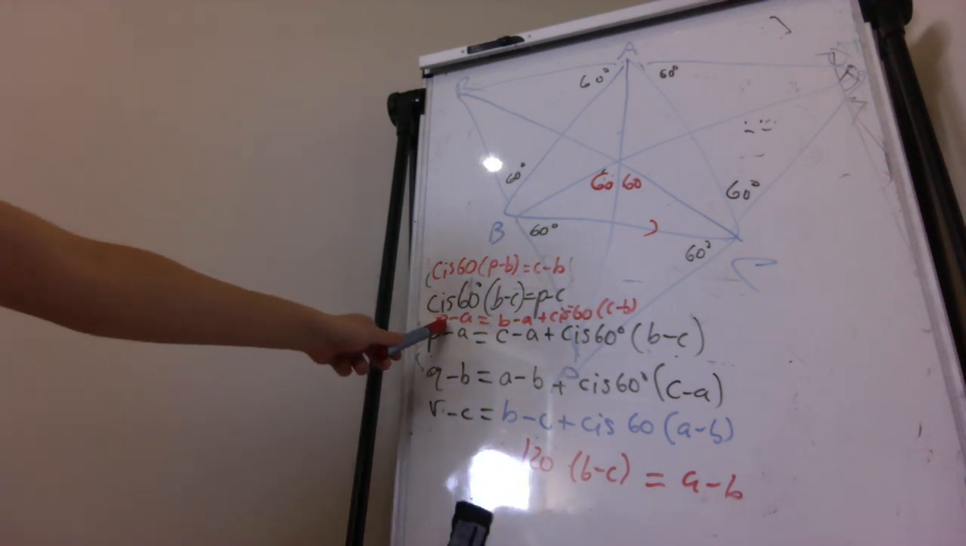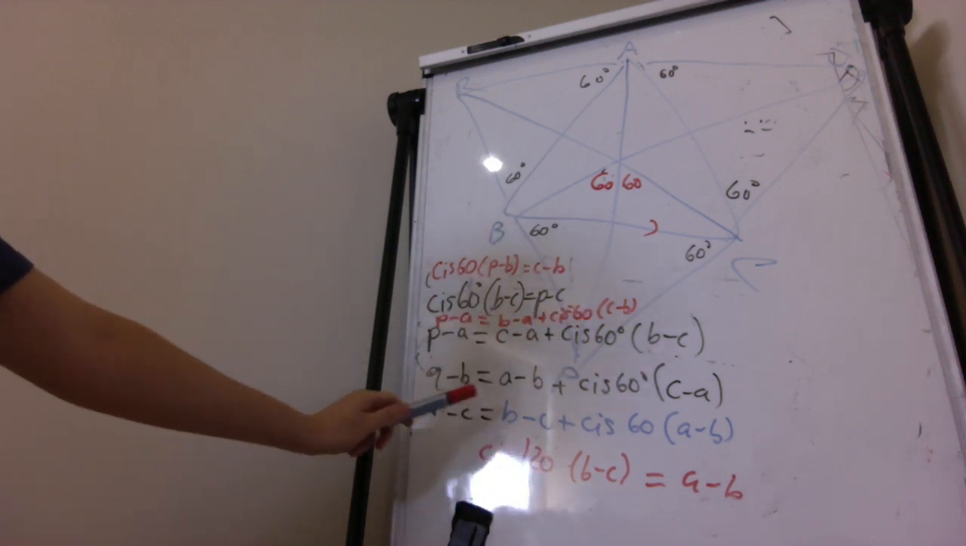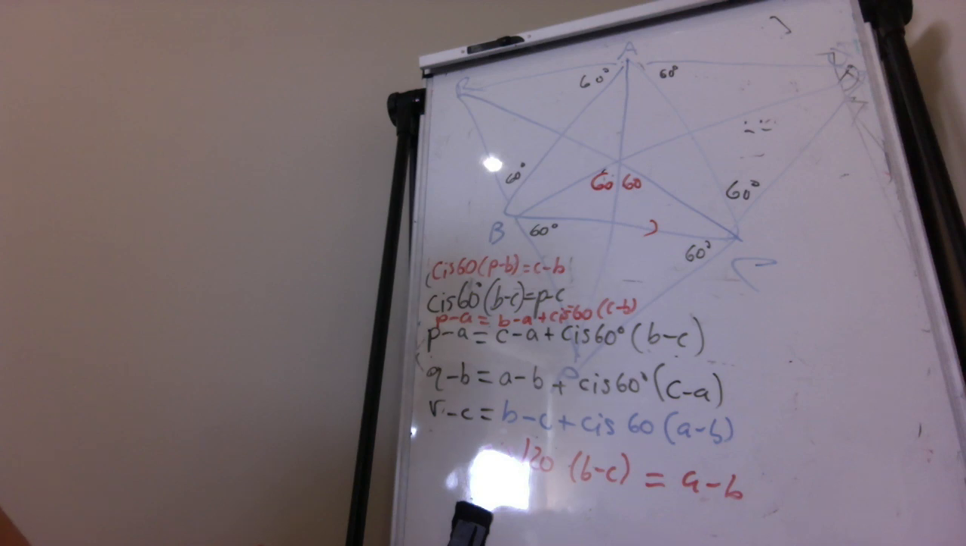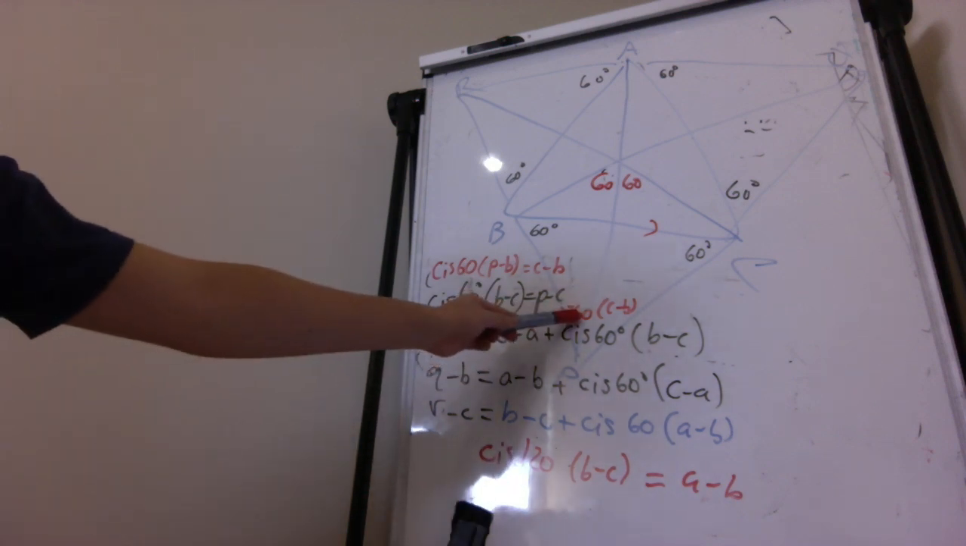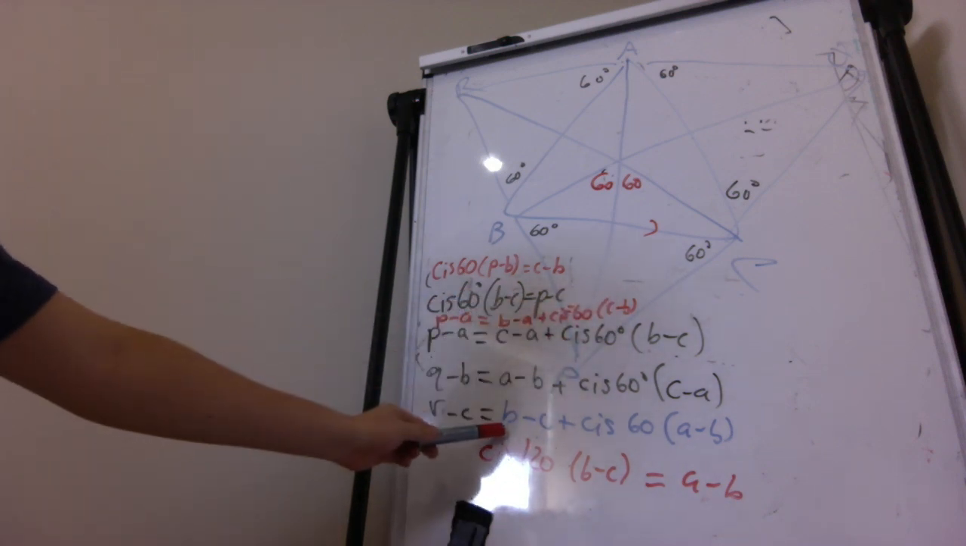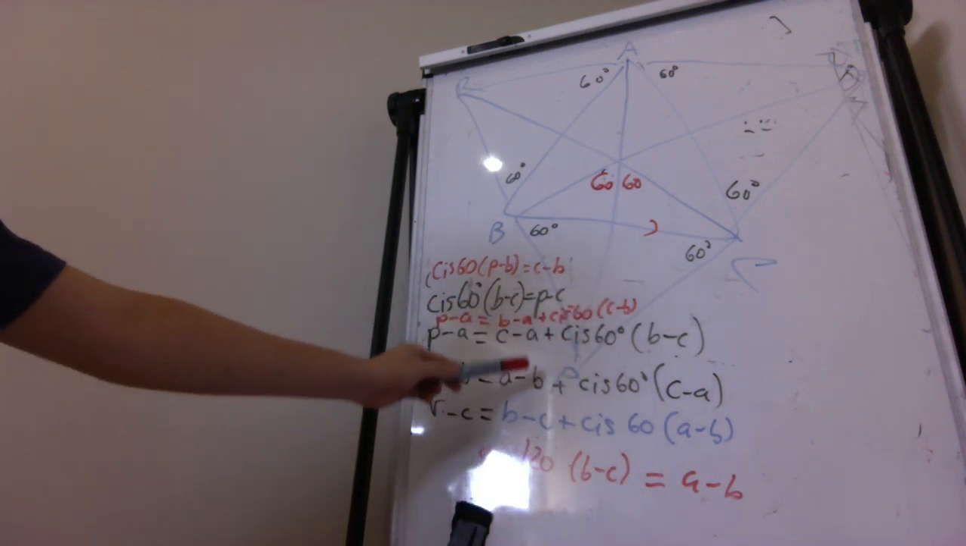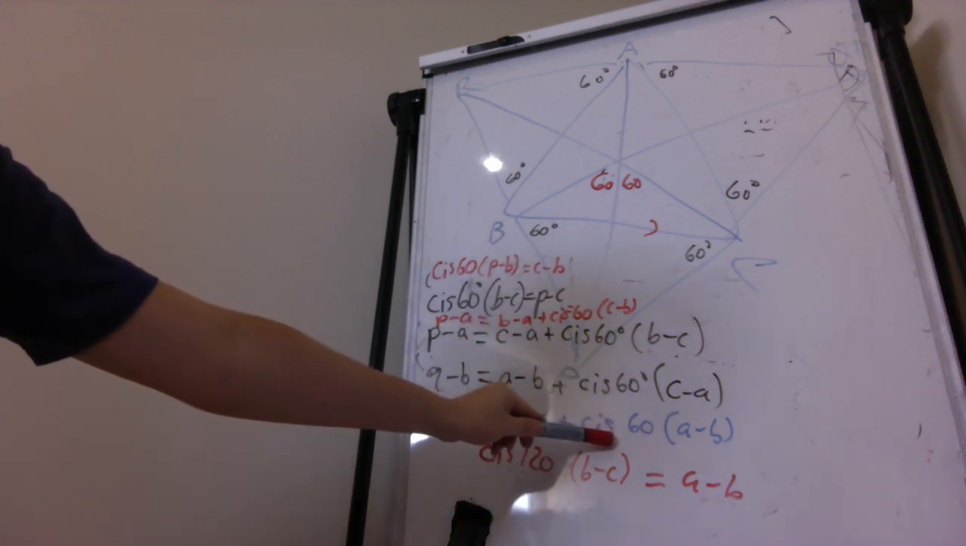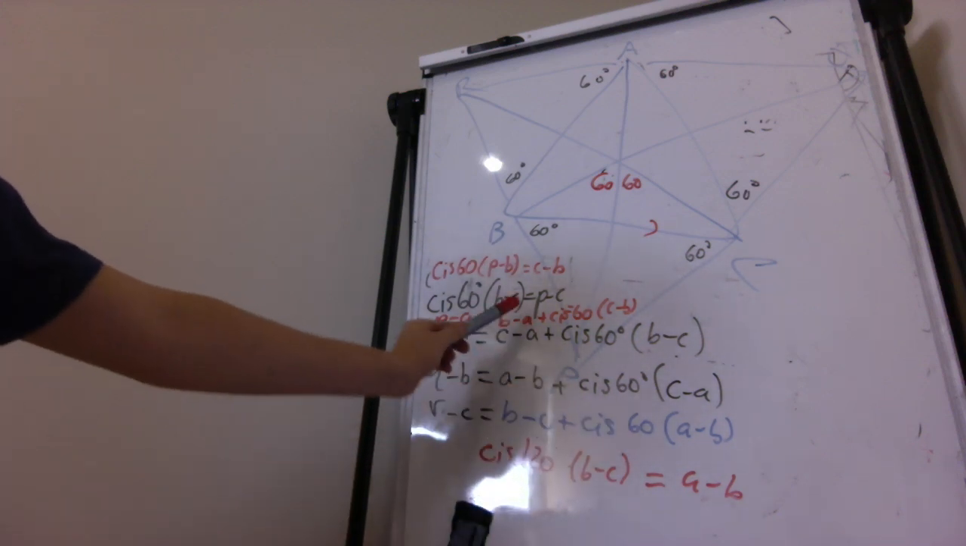No. So if you do P minus A is that, right? You times that by cis 60 and you get R minus C, or the negative of R minus C. Oh, really? So times it by 60, everything by 60. Yeah, see, that'll cancel that, right? Then you get C minus B, yeah? And then you get that, which is the negative of that.